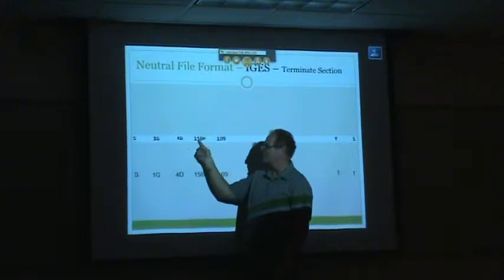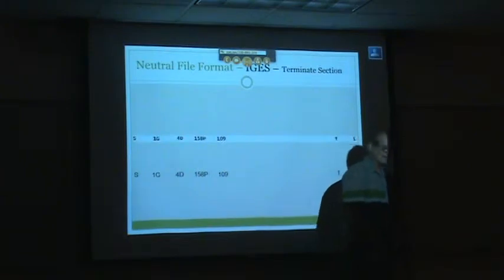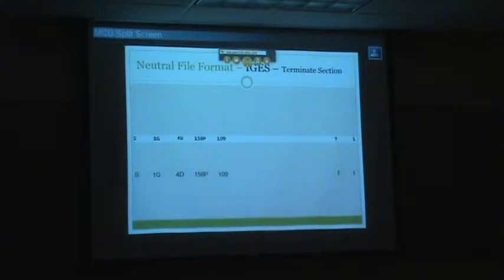Global section, there's 158 lines in the directory, 109 lines in the parameter section, and there's 1 line in the terminal section. And the IGES readers and writers actually track the number of lines. So if you go in there and just arbitrarily edit an IGES file, it won't be readable by any reader.